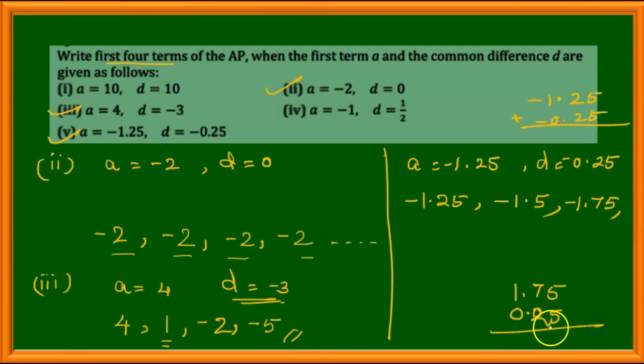So if we add both of these, you will get 1.75 plus 0.25, which is 2 there, so we are getting minus 2. So this is the way. Understood well? Okay.